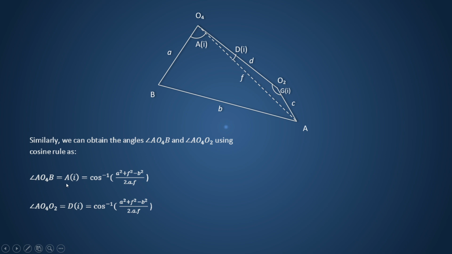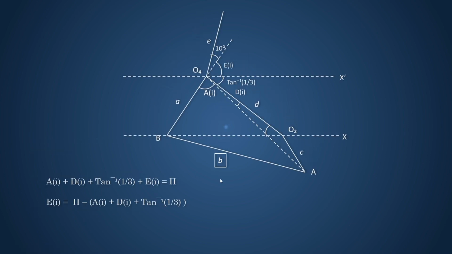Then similarly we can obtain the angles AO4B and AO4O2 as α and δ. As we have already found the angles α and δ, and as you can see AB is a straight line, we can find out ε.